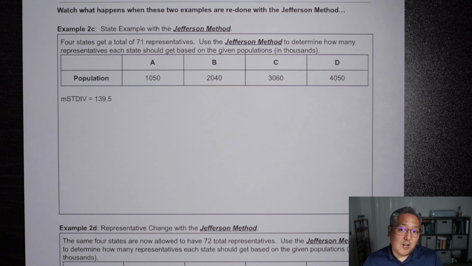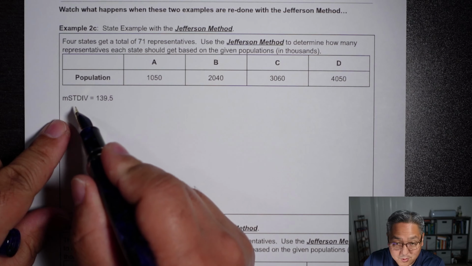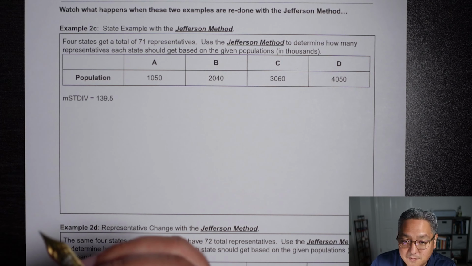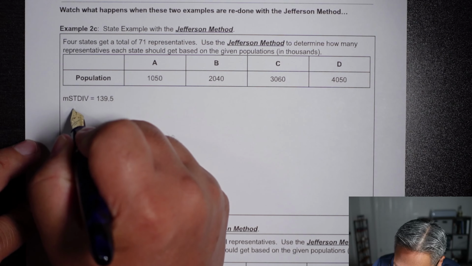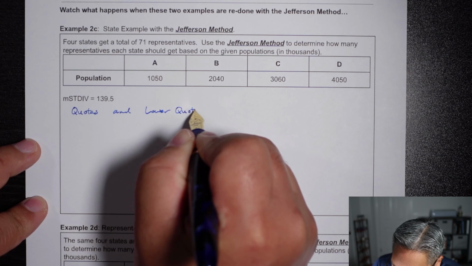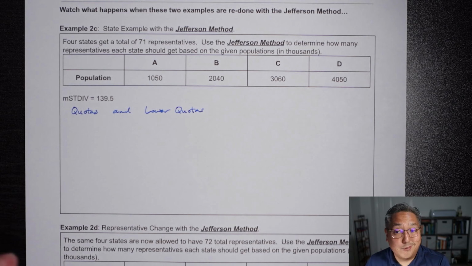So watch what happens when I redo these examples, but with the Jefferson method. Again, I'm handing you a modified divisor, or modified standard divisor. I apologize, this is old notation that I used to use. It's the modified divisor that I mentioned earlier. So if I give you this modified divisor, all you have to do is find your quotas and lower quotas to make sure that this works.